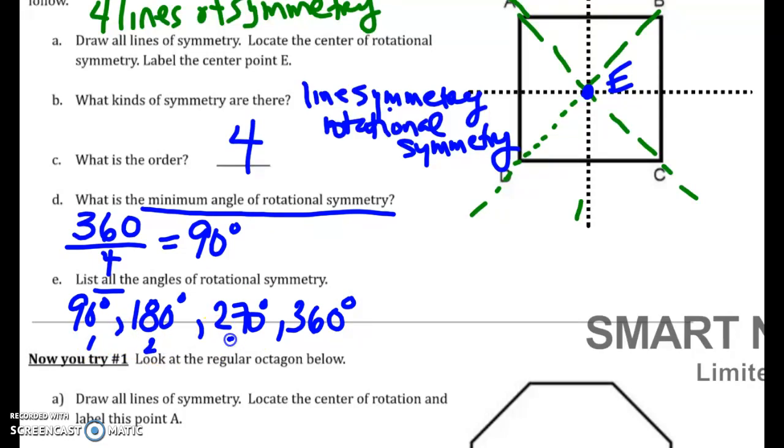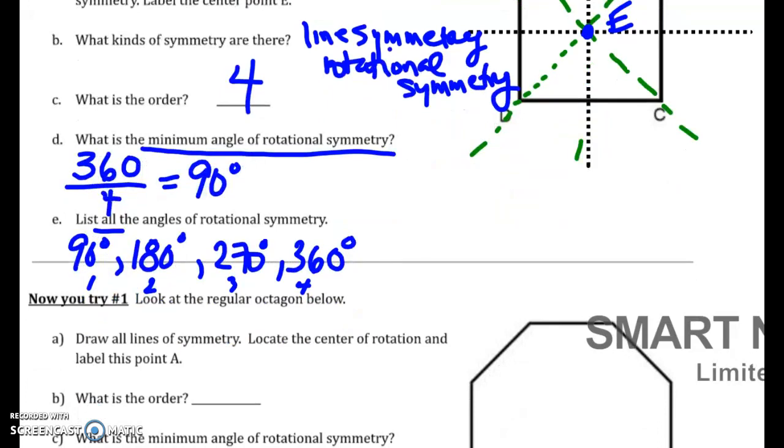So again, 1, 2, 3, 4. The number of angles of rotation that carry the figure onto itself should match the order number that you have. So I have 4 angles here that will map the figure onto itself, and the order of the figure is 4. So you have an example below for you to try on your own for class tomorrow.